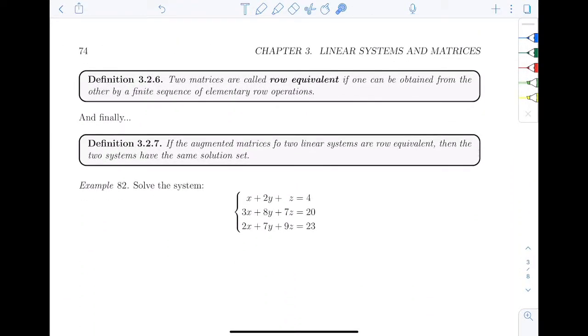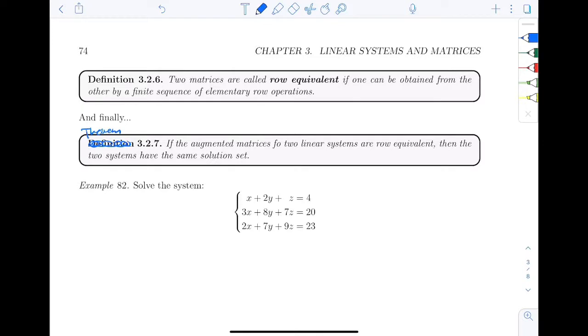A definition is, two matrices are called row equivalent if one can be obtained from the other by a finite sequence of elementary row operations, and if the augmented matrices of two linear systems are row equivalent, then the two systems have the same solution set. That isn't a definition, that is a theorem. My mistake.